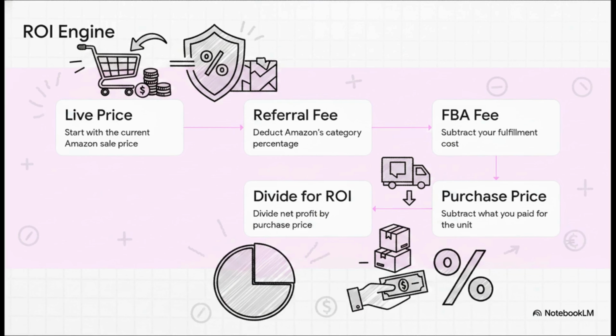Step 1, it grabs the live current price that a buyer is paying right now. Step 2, it deducts the Amazon referral fee based on that category you selected earlier. Step 3, if you entered an FBA fee, it subtracts that fulfillment cost. Step 4, it subtracts your purchase price, which you actually paid for the item. And finally, Step 5, it takes that leftover net profit and divides it by your purchase price. Boom, there's your final return on investment percentage.